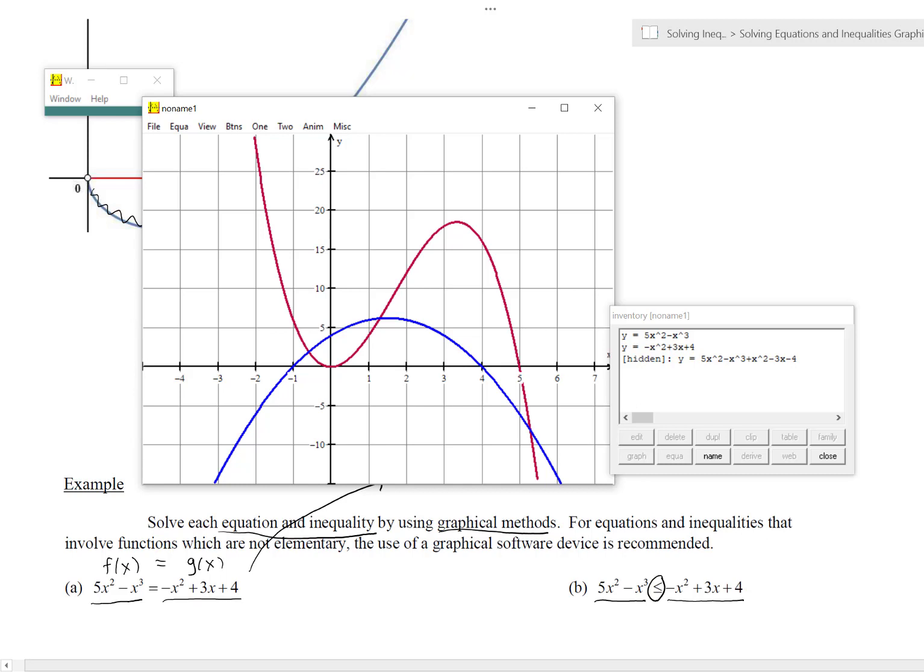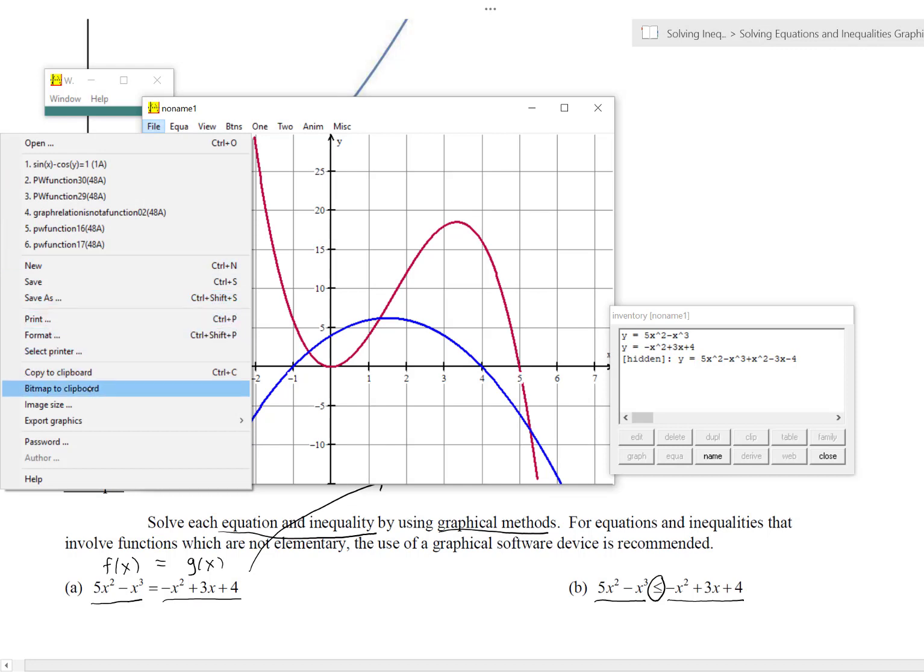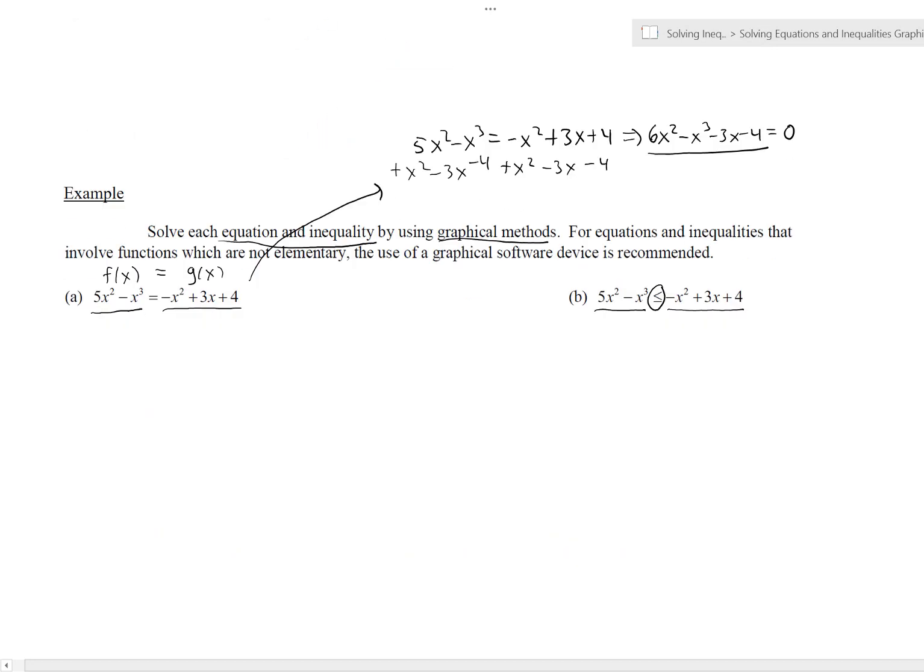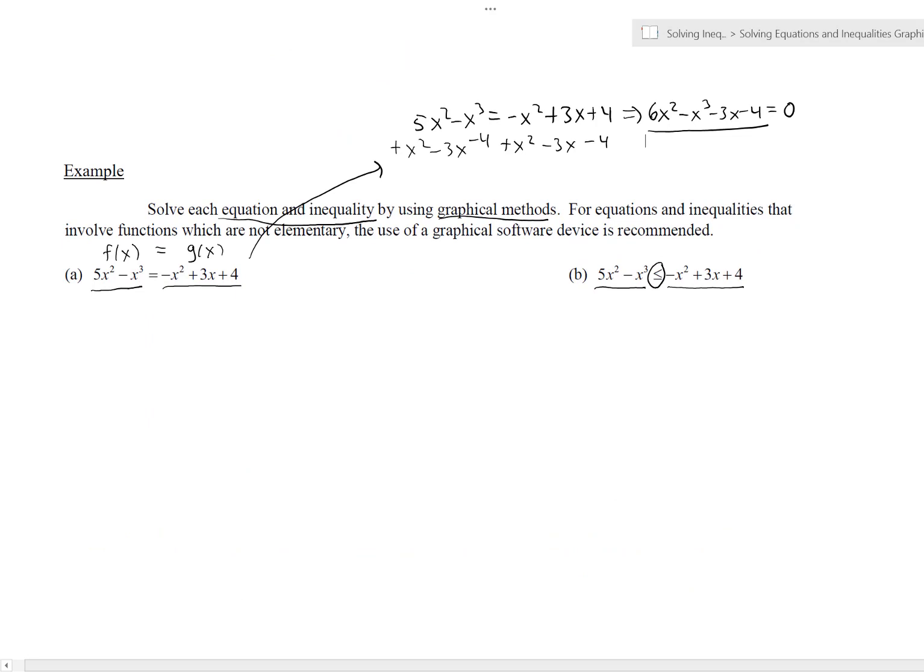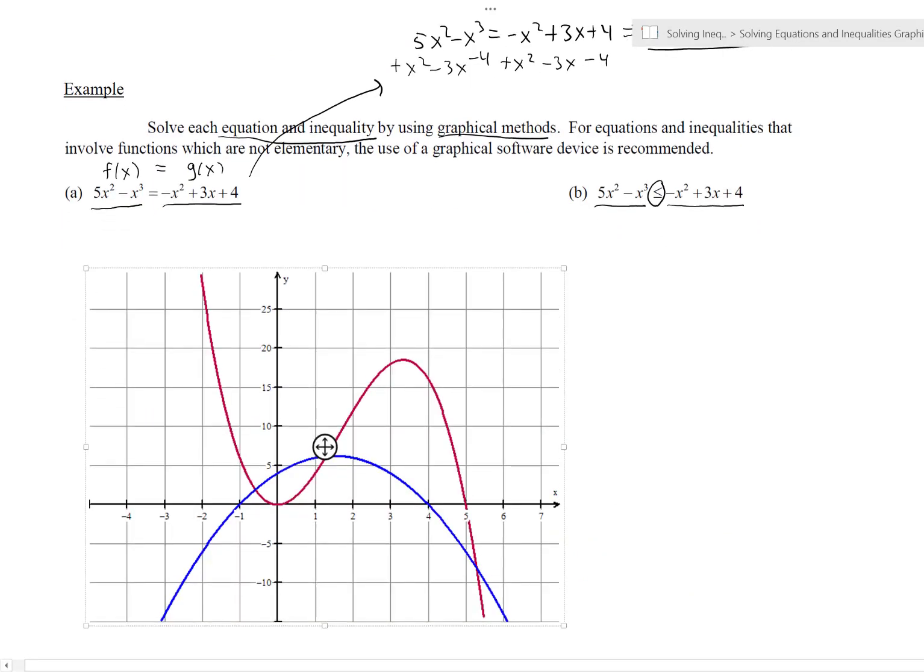So there's the two graphs. Let me just copy this into my document so I can write on it and stuff. I'm going to do bitmap to clipboard. Graph it right here. And boom, there it is.